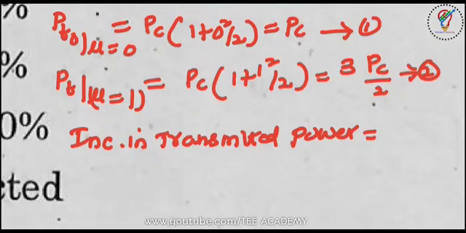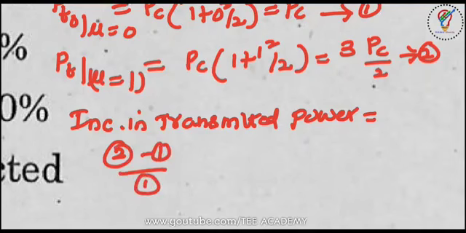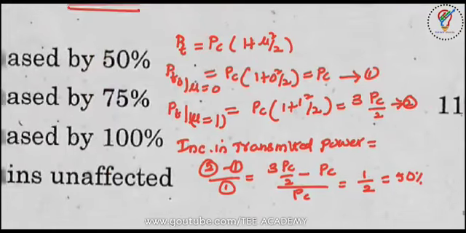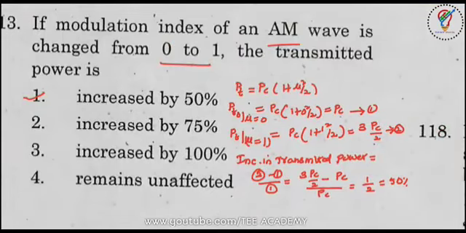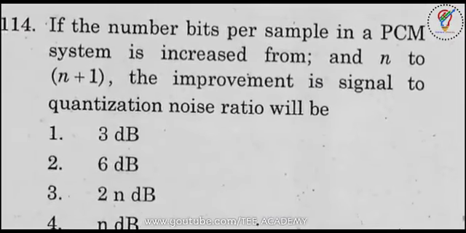So 2 minus 1 by 1 here, that implies 3 into PC by 2 minus PC divided by PC. So this is nothing but 1 by 2. In terms of percentage we can represent it as 50%. So the answer you get is 50% here. Okay, so next question.